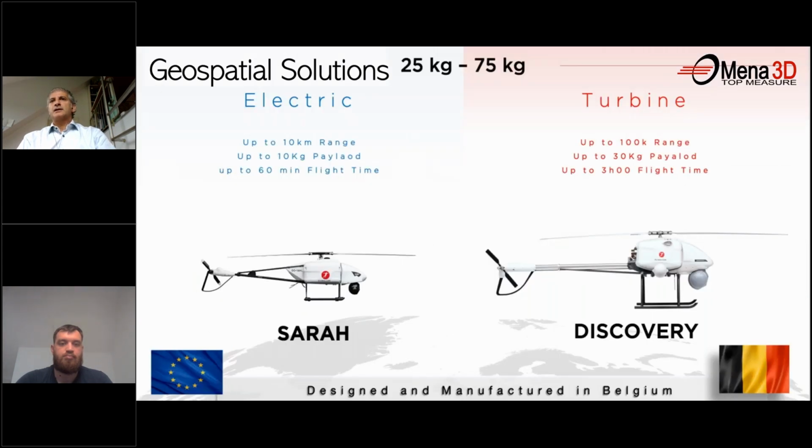As I did mention before, they have two important systems, Discovery and Sara. Sara is a full electrical system, all designed and manufactured in Belgium. Again, MENA3D head office in Stuttgart, very close to all the European sensor providers, makes our life much easier because we are a short distance from the factory, and we can always meet and negotiate and check the customer need. So again, I will go back to the electrical Sara, which is providing 10 kilometer range, 10 kilo payload, and also 60 minute flight, which with the 10 kilos we can provide, as I said, LiDAR and PhaseOne sensor.